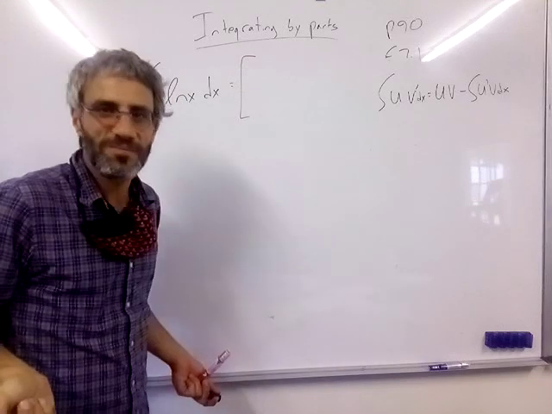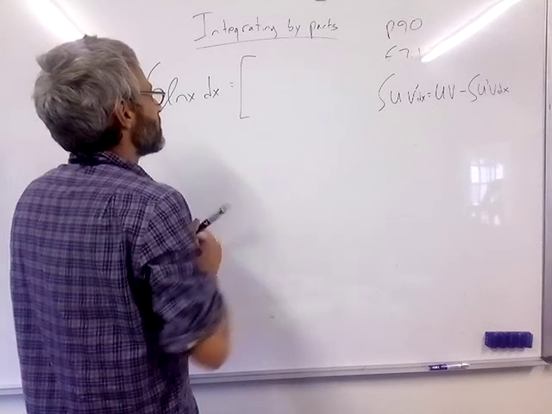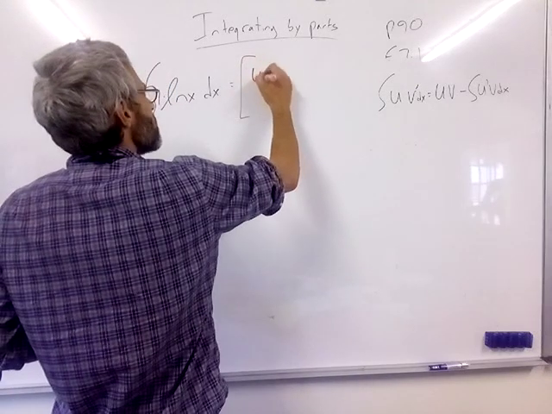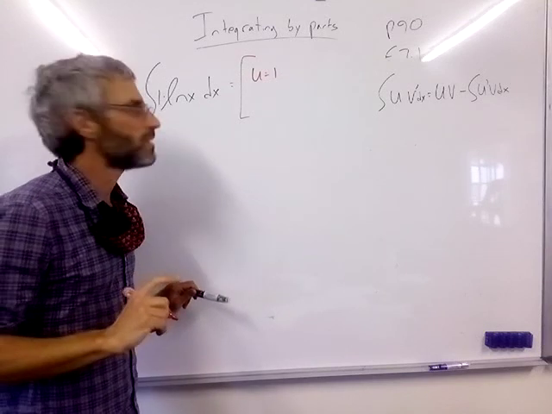Let's try both, okay? Let's say in the beginning I said, okay, it's going to be the wrong one. But I'll say, let's say u equal 1. That's never going to work. It's never going to work, okay?